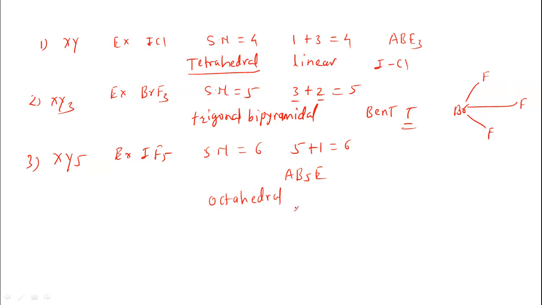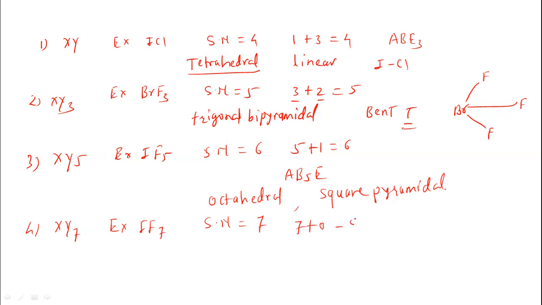But due to the presence of one lone pair of electrons in the structure, it has square pyramidal geometry. And the last one is the XY7 type of molecule. Example: IF7. The steric number here is 7. How is it 7? 7 plus 0 equals 7.